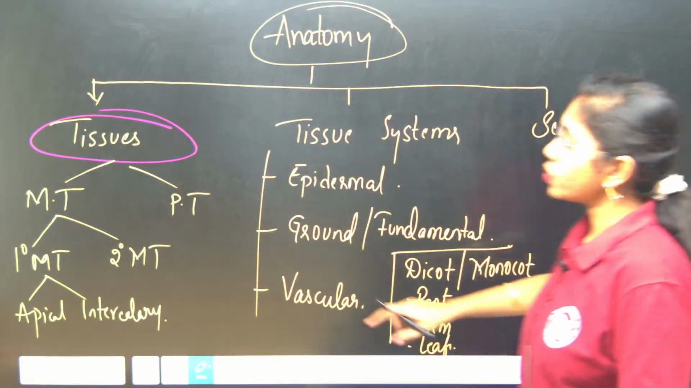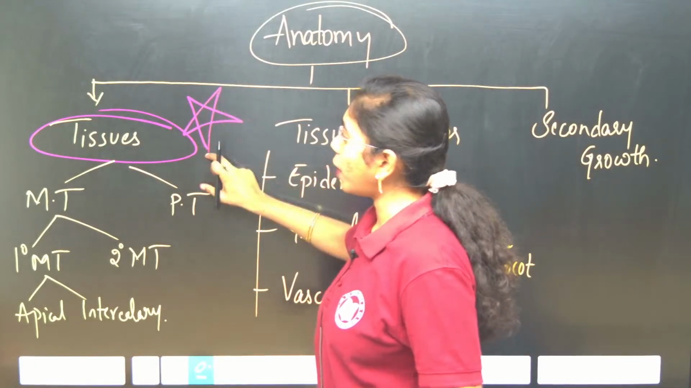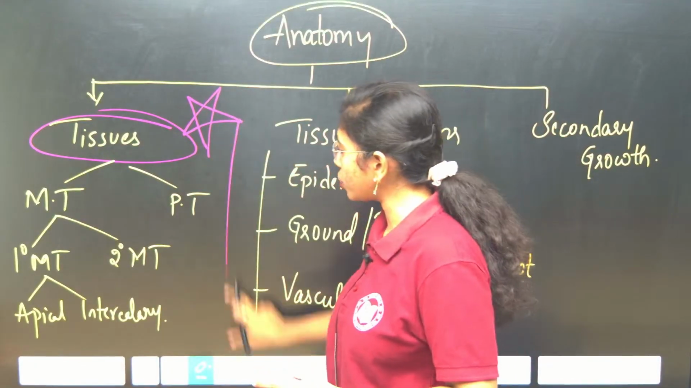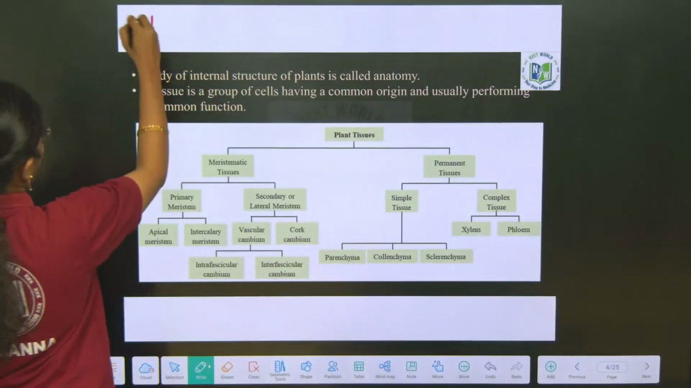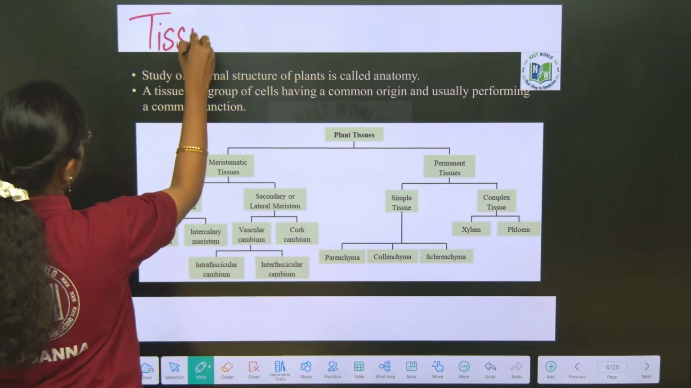In today's class, we are going to cover completely about tissues, beta. We are going to finish off the tissues, okay. So, here you see, here we go. First of all, what is the actual definition of the tissue? What is the actual definition of a tissue?